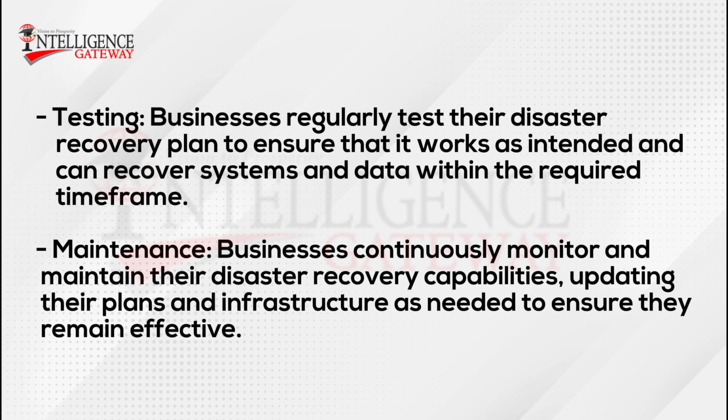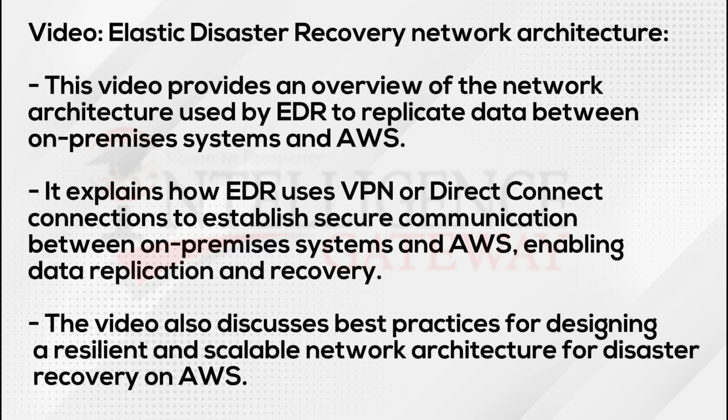Video: Elastic Disaster Recovery Network Architecture. This video provides an overview of the network architecture used by EDR to replicate data between on-premises systems and AWS. It explains how EDR uses VPN or Direct Connect connections to establish secure communication between on-premises systems and AWS, enabling data replication and recovery. The video also discusses best practices for designing a resilient and scalable network architecture for disaster recovery on AWS.